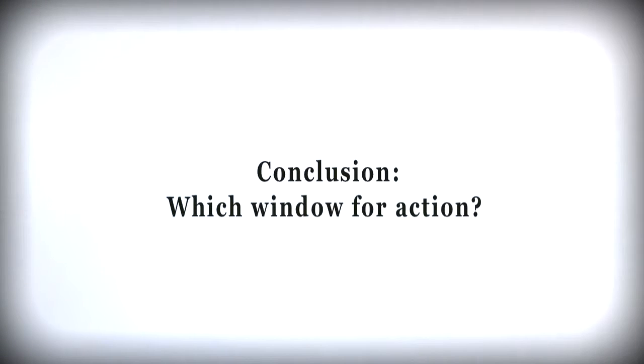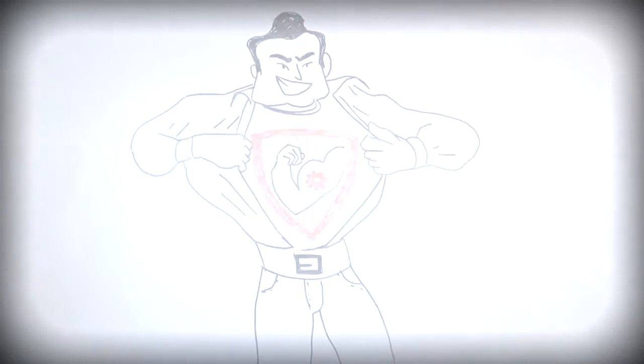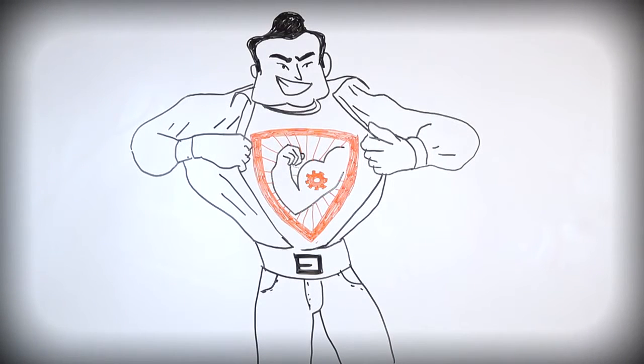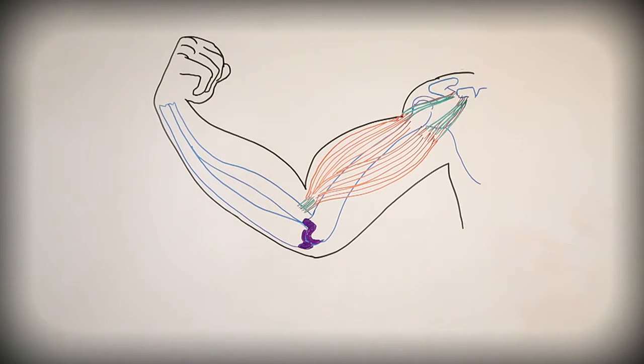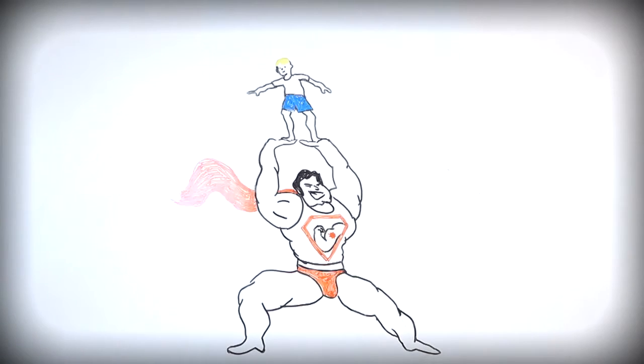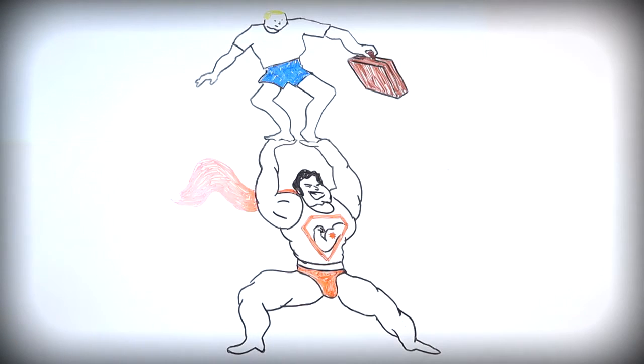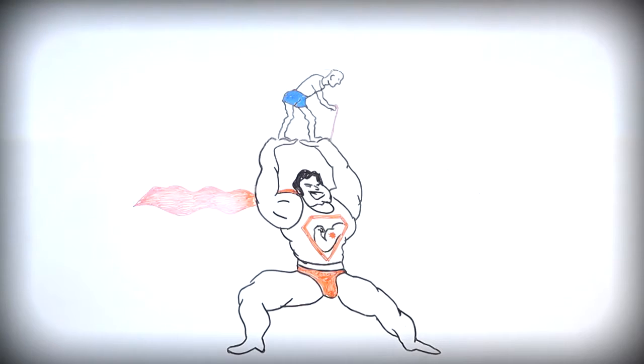Conclusion: which window for action? Finally, muscle mass and contraction are crucial in the development of a healthy skeleton, joints, and tendons. They also have a role during aging in that mechanical load may compensate for hormonal reduction. Prevention is the optimal treatment to reverse age-related bone and muscle loss.